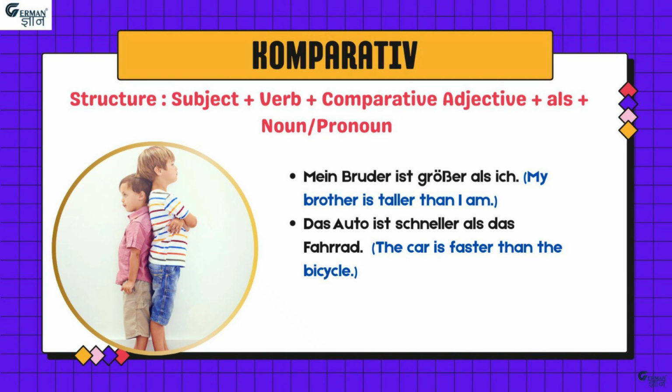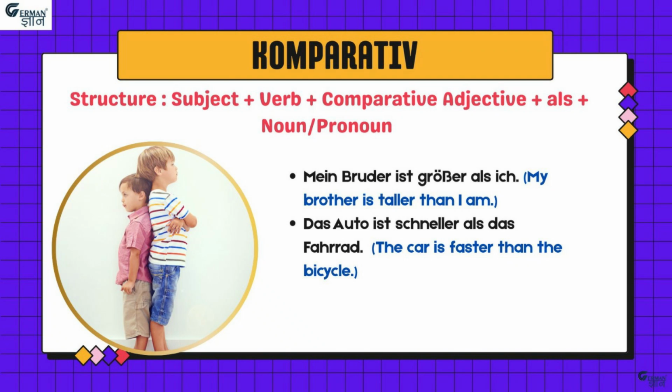Now at the first place I have the subject, "mein Bruder", then the verb "ist", and then I have written "größer". Größer is the comparative form of the adjective groß. So like this you have to write the comparative form of the adjective, then you have to write the "als", which means than, and then you have to write the noun or the pronoun with which you are actually comparing your subject. So the translation is, my brother is taller than I am.